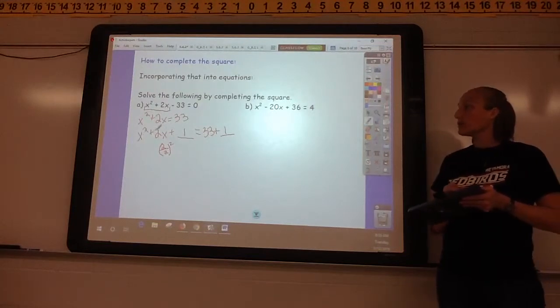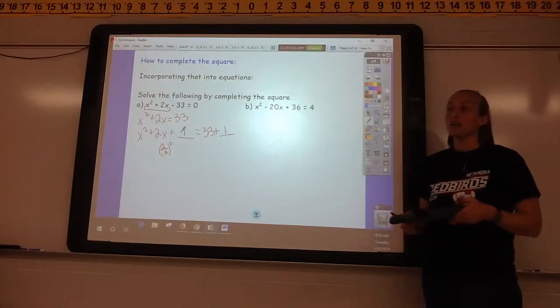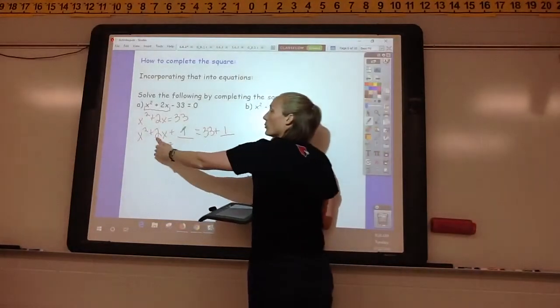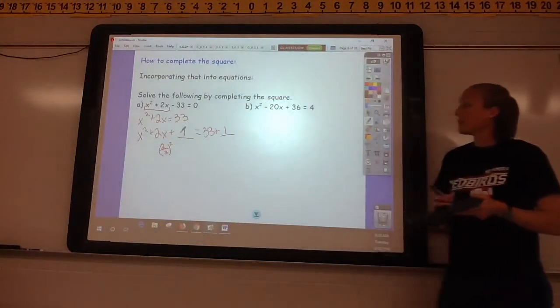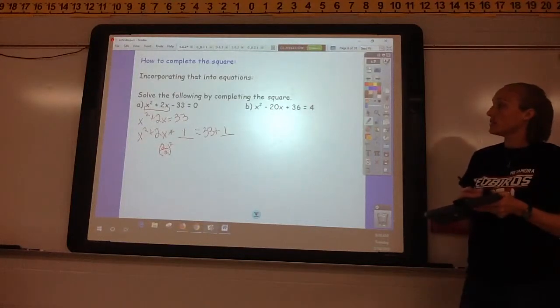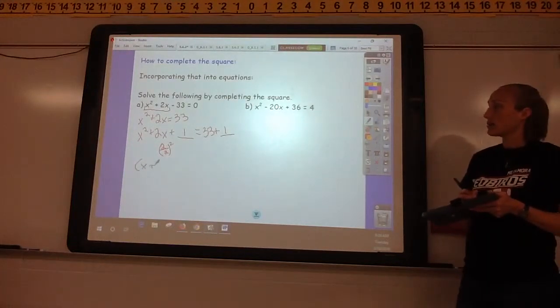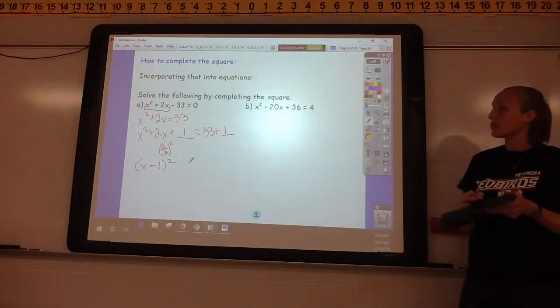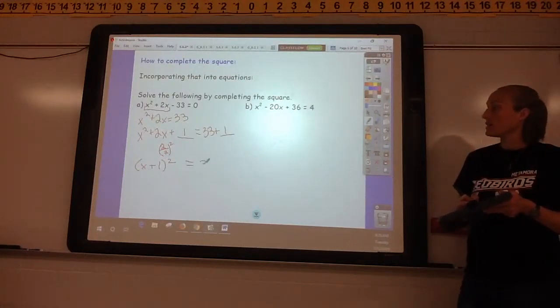Now if you look at x squared plus 2x plus 1, that is something that we know how to factor. 1 times 1 makes 1, and 1 plus 1 makes 2. So that's how we know how to factor it. And I factor this to say x plus 1 squared. You can write it as x plus 1 times x plus 1, but eventually you're going to want to write it as squared. Is equal to, and then I just add these together, and I get that it's equal to 34.